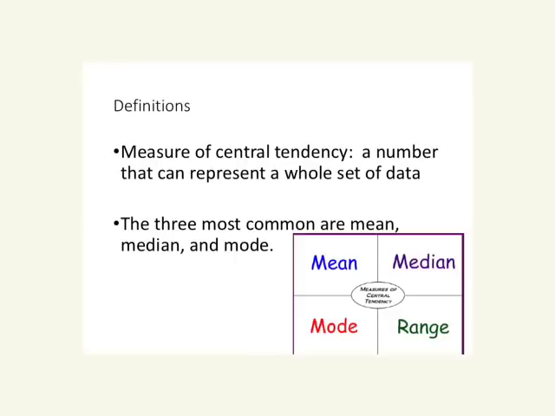Now, if you look in your textbook, this lesson is entitled Measures of Central Tendency. You're probably thinking, what is a measure of central tendency? Well, a measure of central tendency is a number that can represent a whole set of data. The three most common are the mean, median, and mode, and today we'll also add in the range.